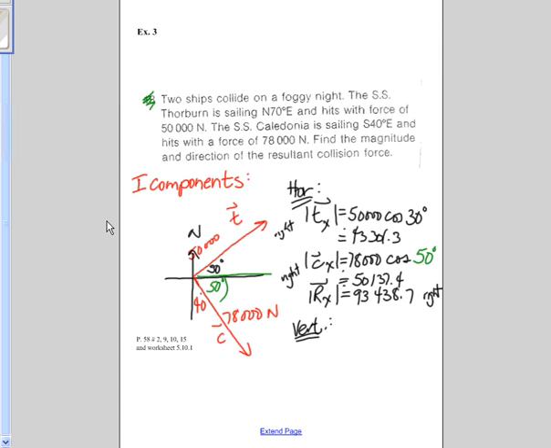Vertical. We are looking for this force and that force, and we will be using the same two angles but sine for vertical. So the vertical component for the Thorburn is 50,000 sine 30. And for the Caledonia, it will be 78,000 sine 50.